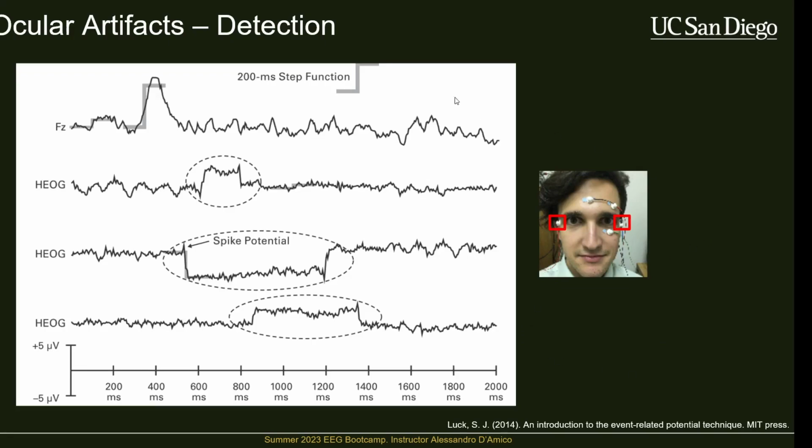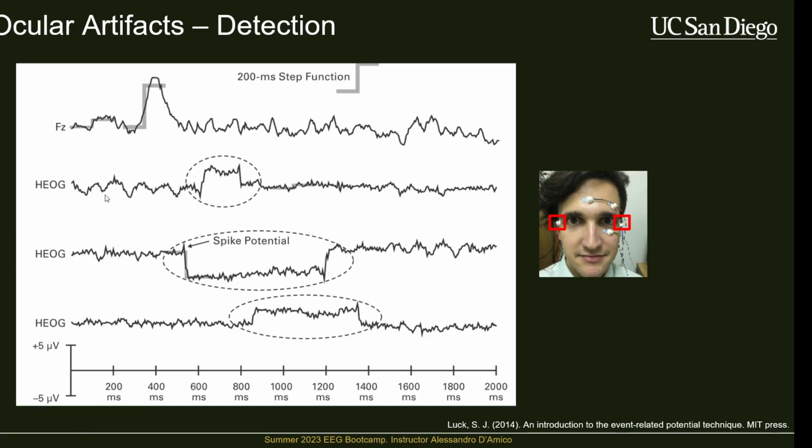So, different ocular artifacts. This is an example. We're looking at FZ, which is an electrode right here, pretty frontal, but not directly on the forehead or anything. We're looking at our HEOG, which stands for horizontal EOG, or electrooculogram. And these are going to be the electrodes that are on the sides of the eyes. So this will be your HEOG. Whenever you're moving, and actually, I don't know why, I think these are all different examples of HEOG things.